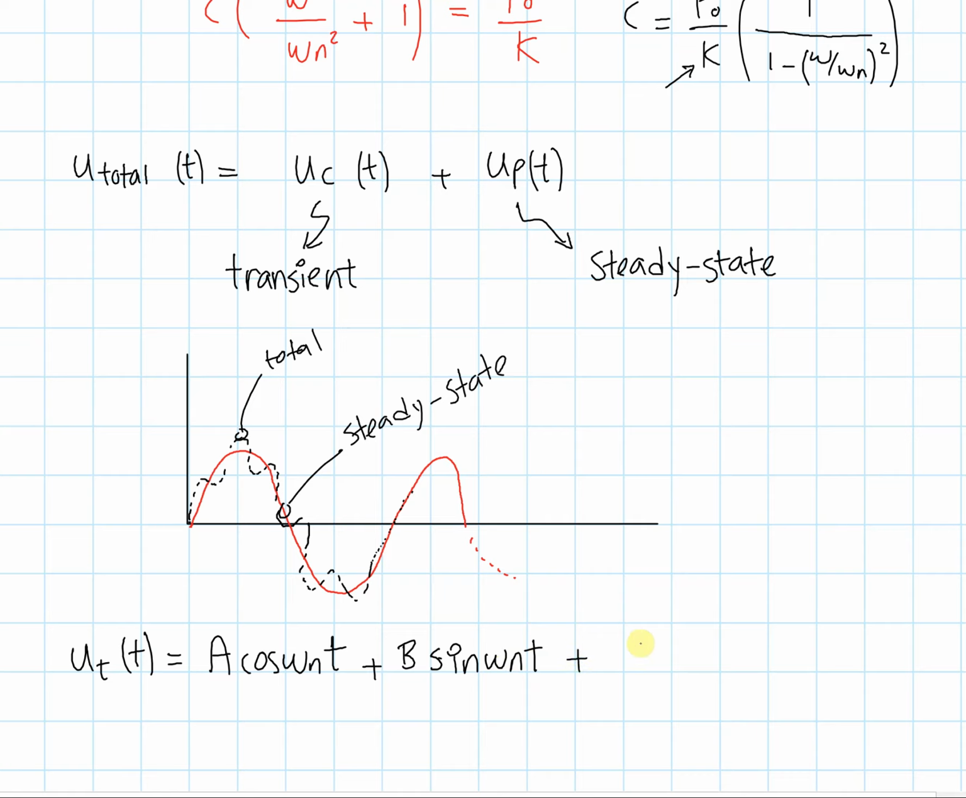We also want to add the particular solution. So we have P naught over K, and we have 1 minus this omega term divided by omega n. There's a square here, multiplied by sine omega t. And then when we plug in our initial conditions, we should be able to solve for A and B, and that's what we're going to do next.